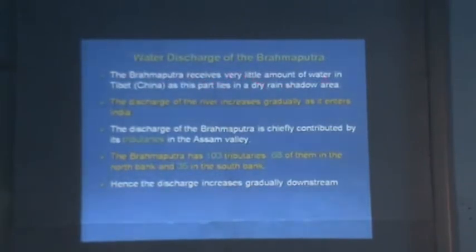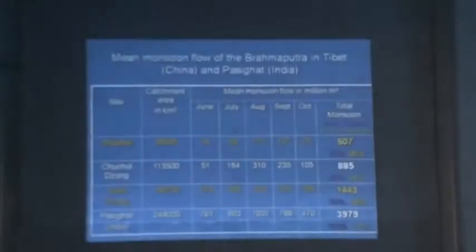Brahmaputra receives very little amount of water in China. This part lies in the dry and rain shadow area. The discharge of the river increases gradually as it enters India. The flow of the Brahmaputra is simply contributed by its tributaries in the Assam Valley. Brahmaputra has 103 tributaries, 68 of them in the north bank and 35 in the south bank. Hence, the discharge increases gradually downstream. So, these are the tributaries of Brahmaputra.